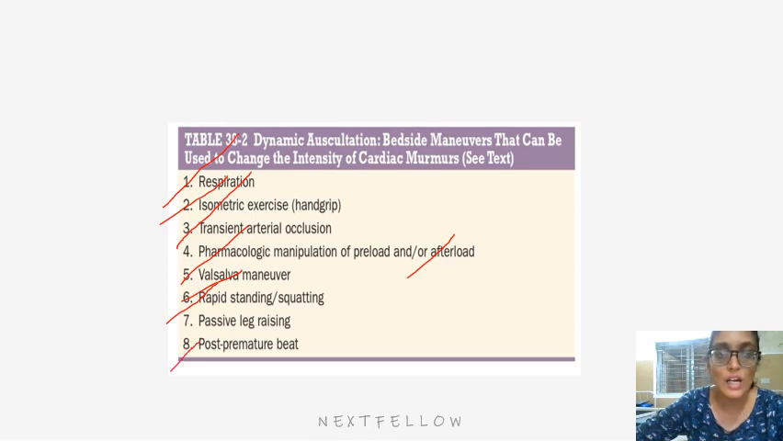So the concept of the majority of this is basically if you increase the preload or decrease the preload, and increase the afterload or decrease the afterload. So what activity does what, you should know.